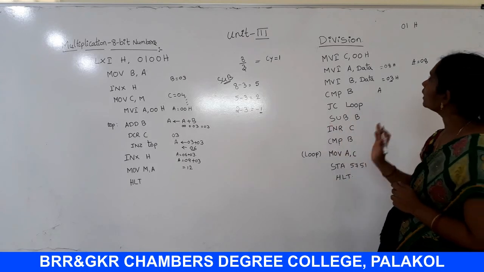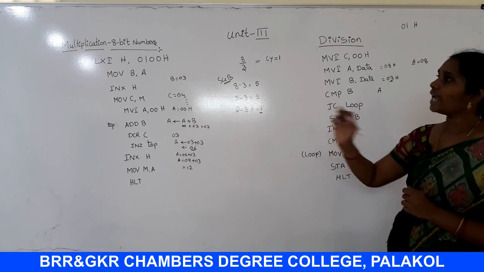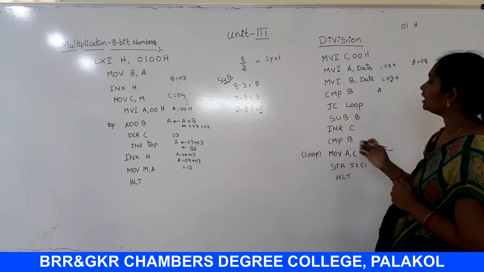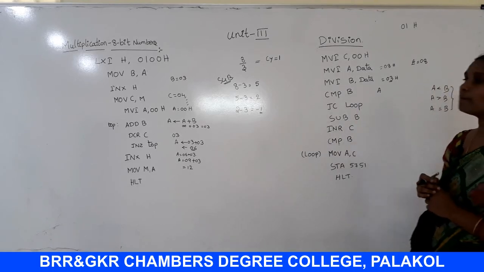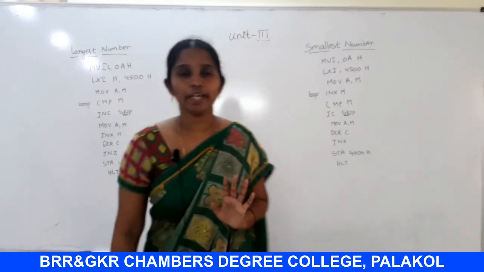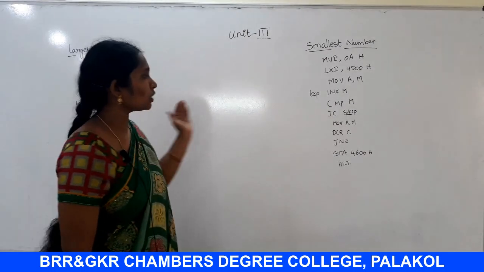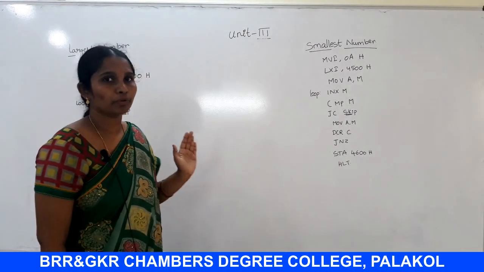These are the two programs for 8-bit multiplication and 8-bit division. These two are very simple programs, but the logic is very important. Now I will explain the largest and smallest numbers program of the 8085 microprocessor.